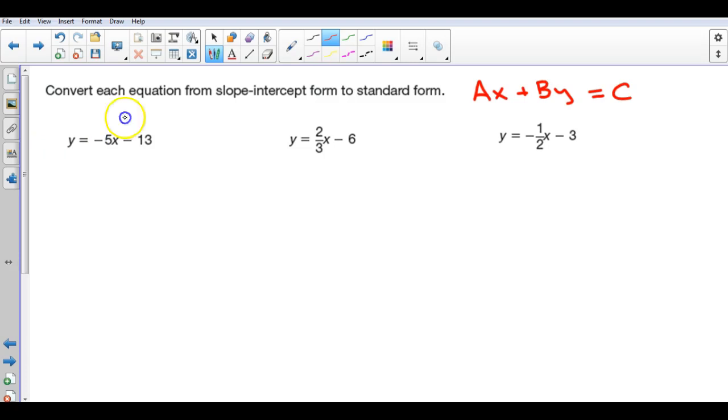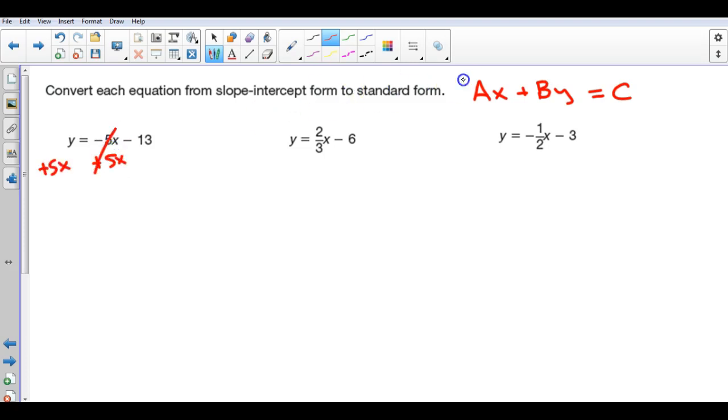So what we need to do, the easy way of me explaining what standard form is, let's get x and y on the same side of the equal sign. So I want to move this negative 5x over to the other side, and I want to leave the negative 13 right where it is. So how do you get rid of a negative 5x? Well, you add 5x. So I'm going to do that to both sides.